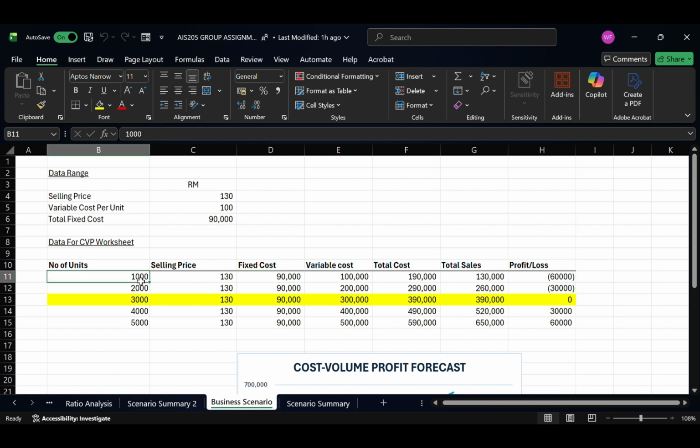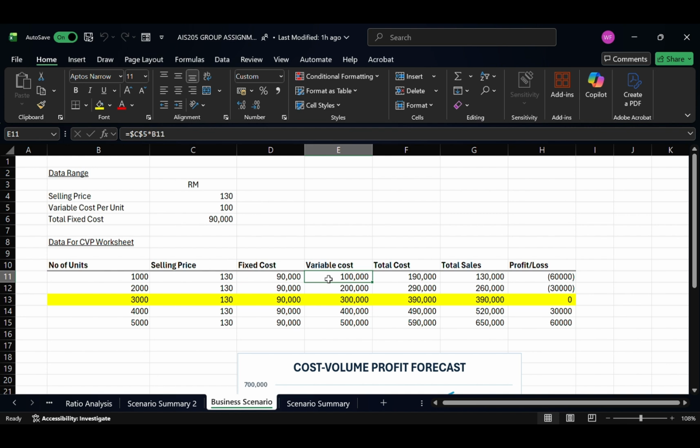Just enter the amount of 1,000 here, and after that use equals, select the cell here and just add 1,000, and after that just drag this icon down so it will copy all the format or instructions we give from this cell. Let's move to the selling price. Since it's a fixed selling price, we just type the 130 ringgit, and after that just drag this icon down so it will copy this cell. And fixed cost is also the same. Since it's fixed cost, the number of units will not influence it, so just type 90,000 ringgit, and after that just drag the icon down so it will copy the cells.